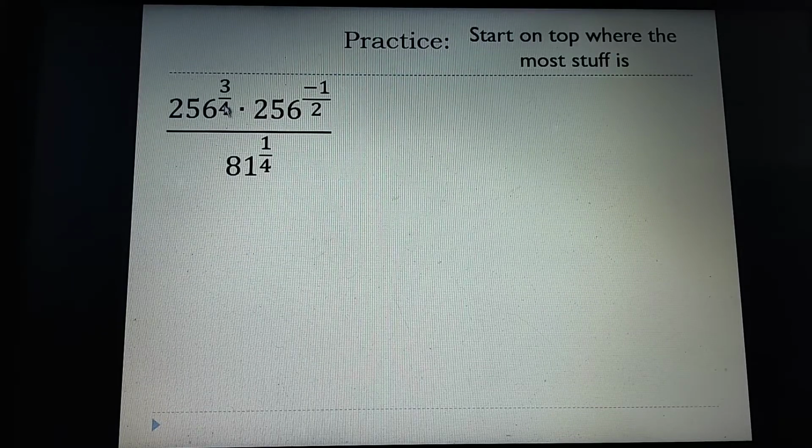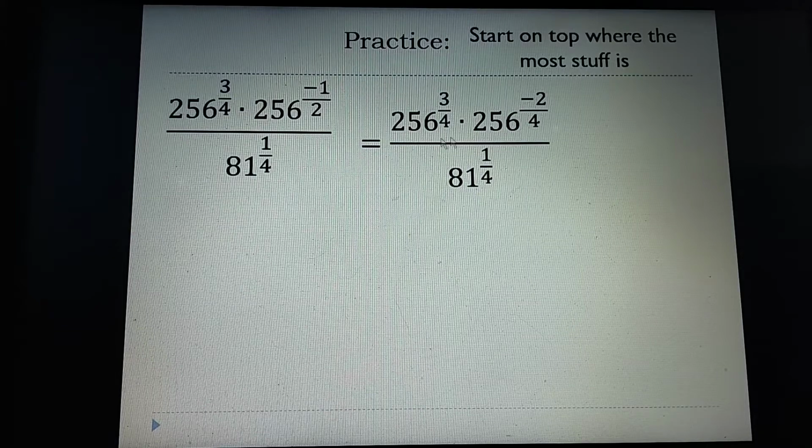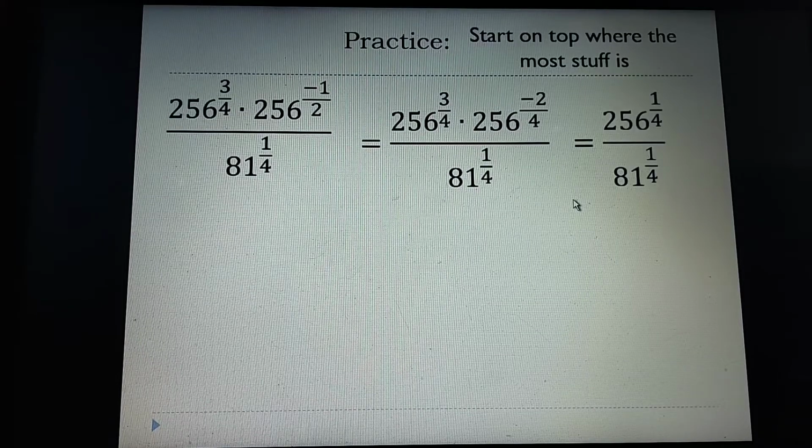Now, before you can add the exponents, they have to have common denominators. So I can turn the 2 into the 4. So my negative 1/2 is going to become negative 2/4. Okay, so on top, I'm going to keep the 256. 3/4 plus a negative 2/4 is a 1/4.